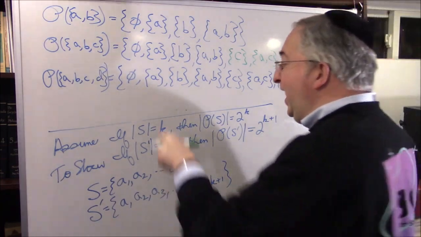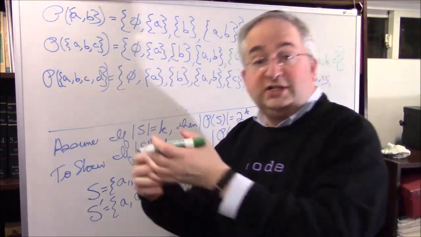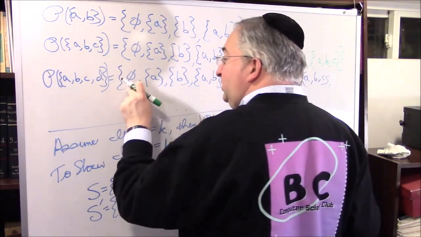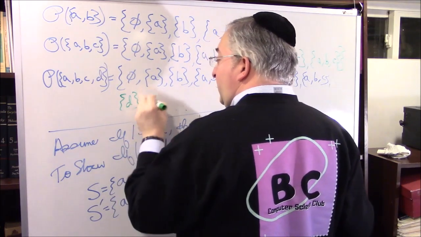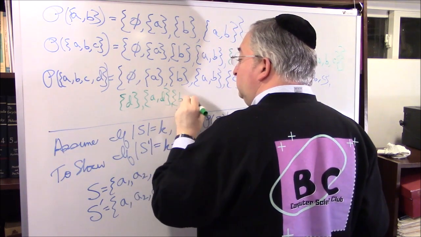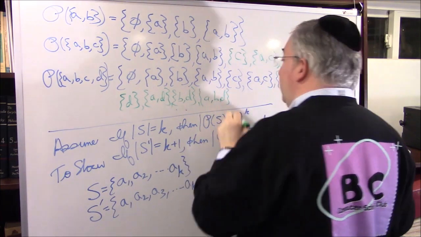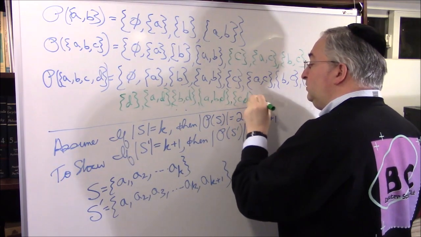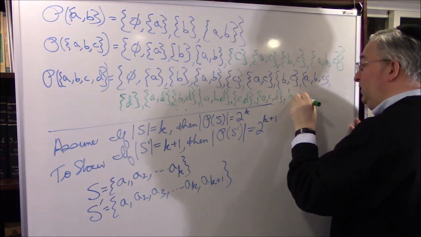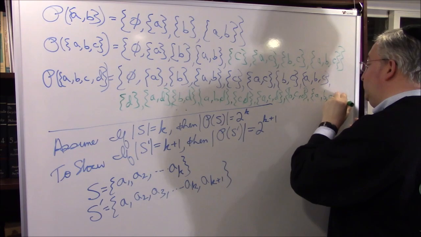So look what I do. I add in D to every one of these subsets. Because a subset of this set can either contain D or not contain D. This is the ones that do not contain D. Let me show you the ones that do contain D. I add in D over here, and here, and here, and here. A, B, D. I add in C, D. I add in A, C, D. I add in B, C, D. And I add in A, B, C, D.